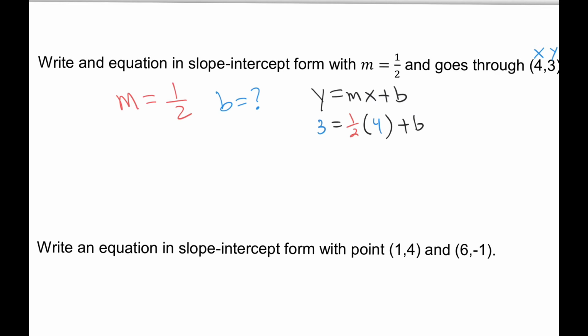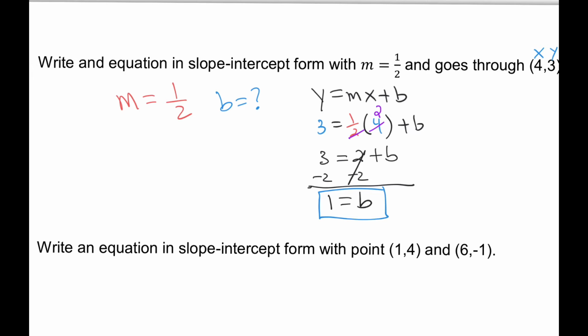Remember, when you guys are multiplying fractions, you can cross simplify. 2 goes into 4. I'm going to cross simplify 2 times. 2 goes into 4 2 times. You guys are going to multiply. 1 times 2 is 2. So let me bring down the 3 equals 2 plus b. Subtract 2 from both sides. So that's going to be 3 minus 2 is 1. Cross out the negative 2 and the positive 2, and it equals b. So now I know what the b value is.